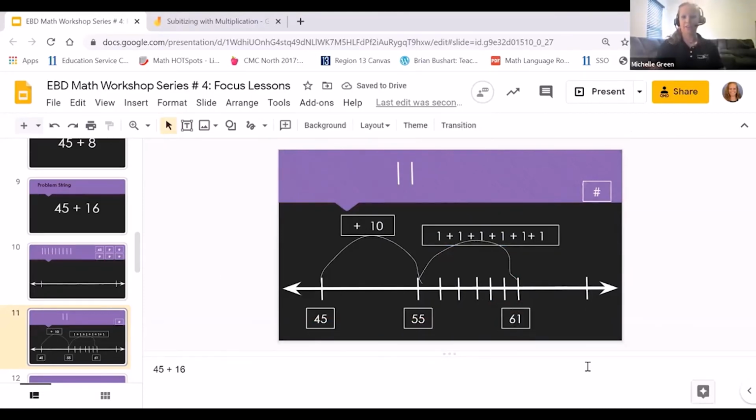Oh, nice job. So looking at the work that she did right here, Brenda, can you kind of revoice what Yolanda did to determine that 45 plus 16 is 61? So she knew that when she added 10 to 45, that changed the 10's place to 50, and the 1's place stays the same, so 55, and then she added 6 more. So she counted on 56, 57, 58, 59, 60, and 61.